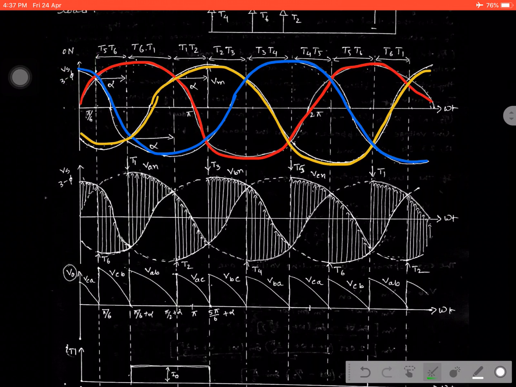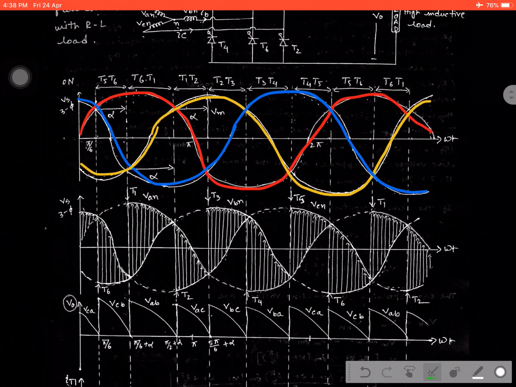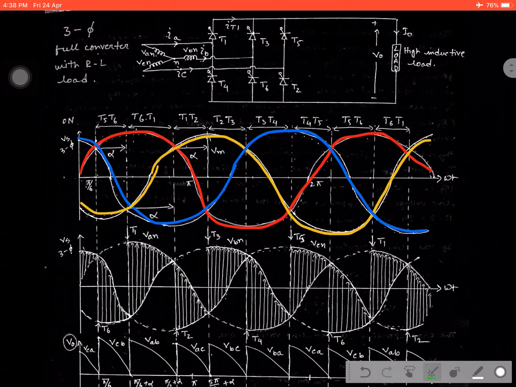Now what? After crossing this point, that means after crossing the point 90 degree, or pi by 6 plus 60, or pi by 6 plus alpha, what happened? See, after crossing this, at this condition T1 and T6 were in conducting state, and the voltage was VAB. After crossing this point, what happened? See the waveform. Then the voltage VCN gradually increases in the reverse direction, VAC, and the voltage VBN gradually increases in the forward direction.